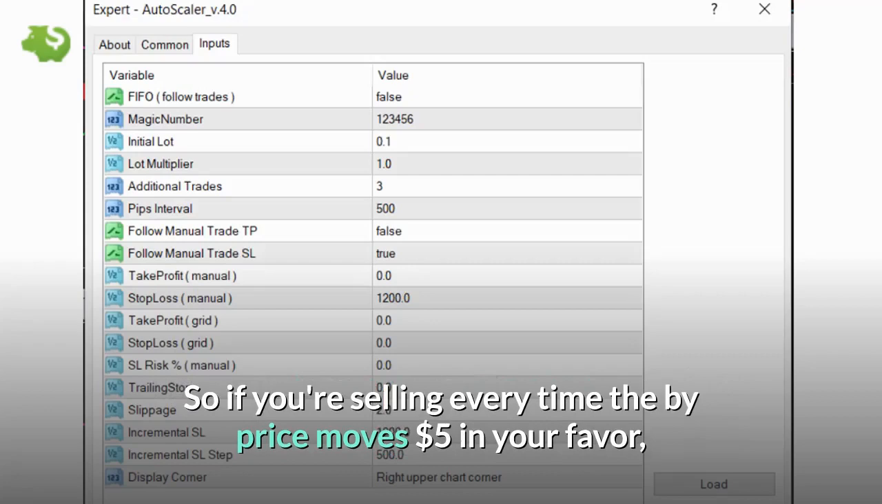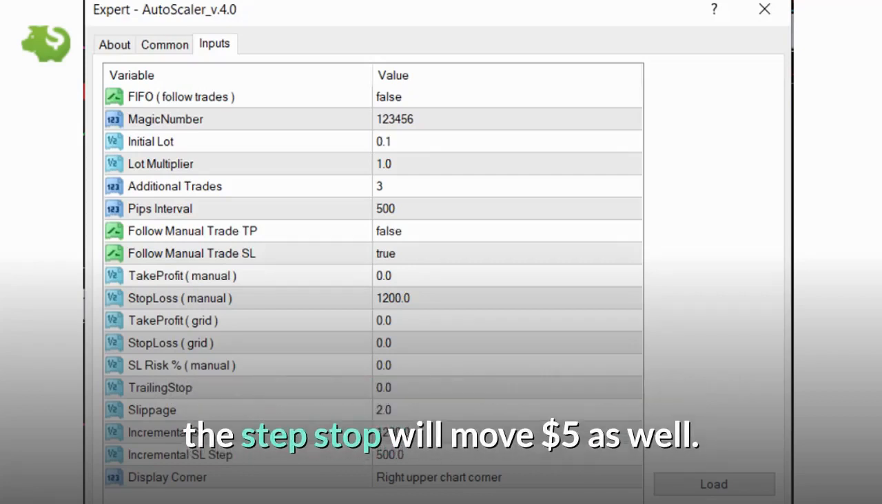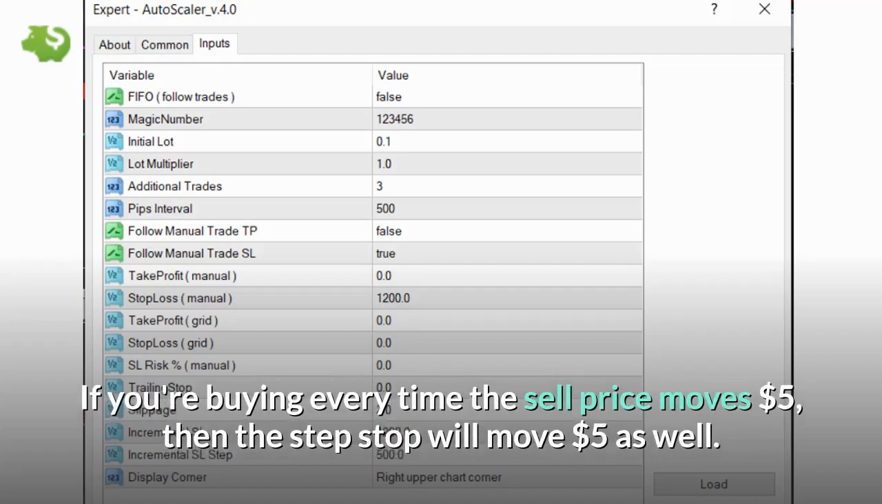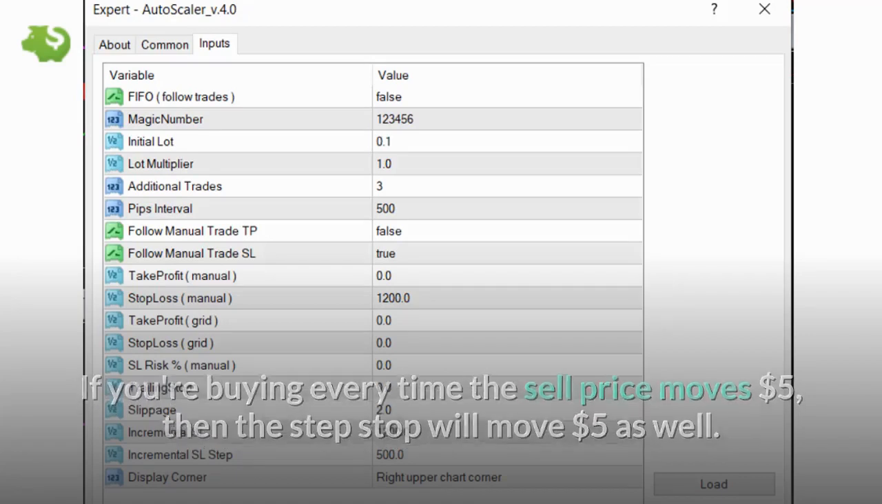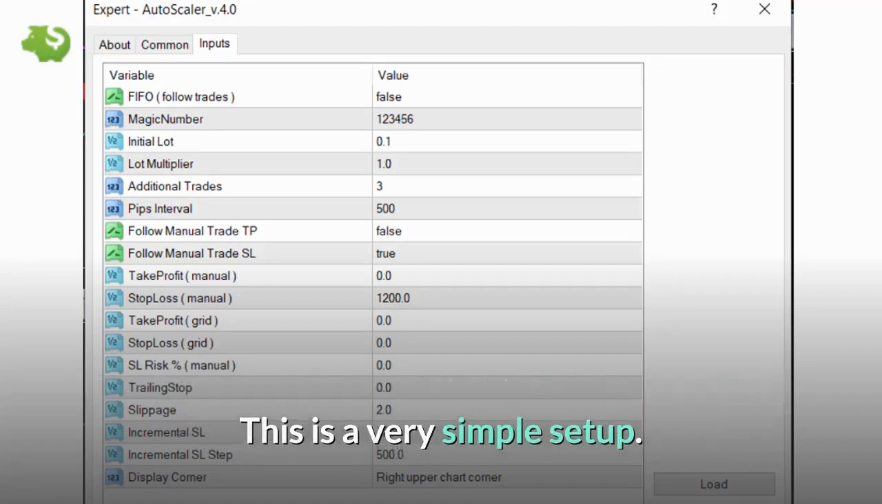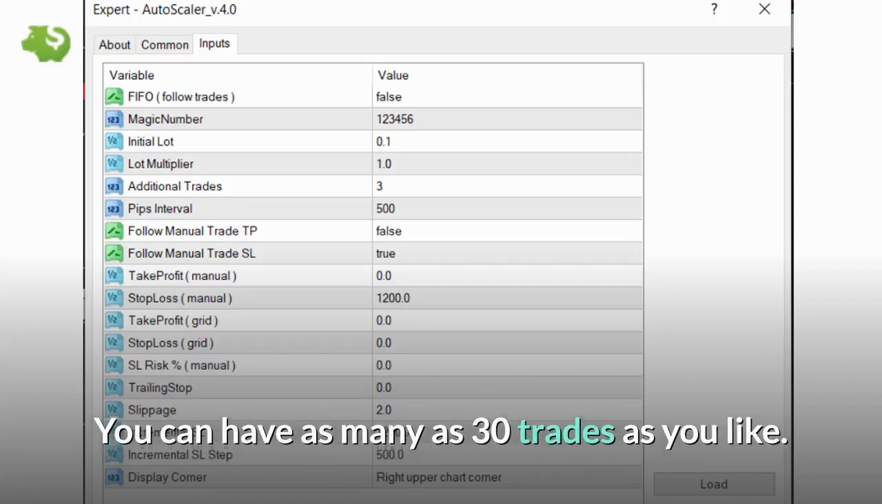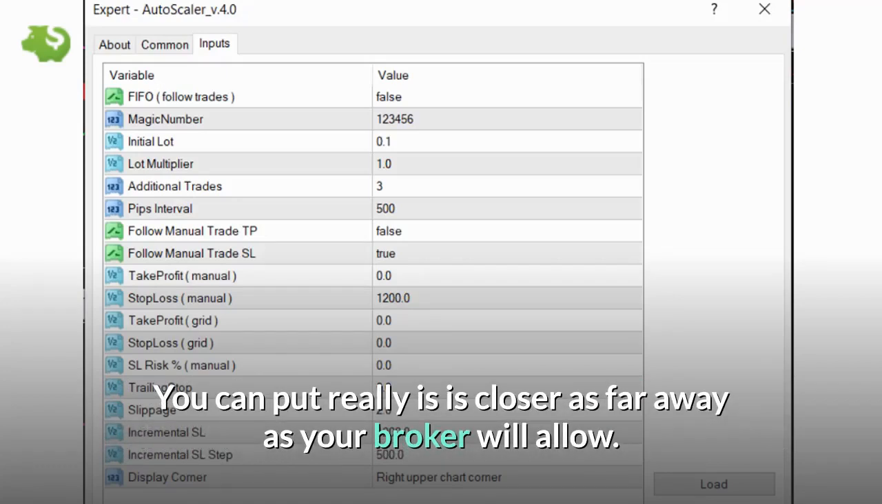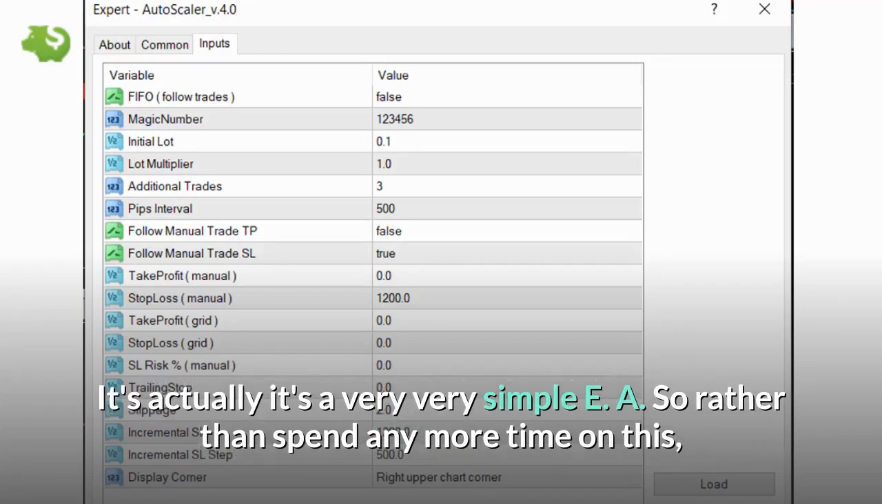So if you're selling, every time the buy price moves $5 in your favor, the step stop will move $5 as well. If you're buying, every time the sell price moves $5, then the step stop will move $5 as well. This is a very simple setup. You can have as many as 30 trades as you like. You can put them really as close or as far away as your broker will allow. It's a very simple EA.